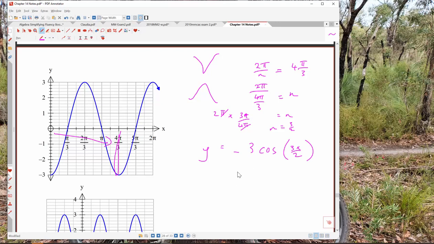Again, you can quickly check the period. So we'll go 2 pi over 3 over 2 equals 4 pi on 3, which checks out with that. So we've got that one right.